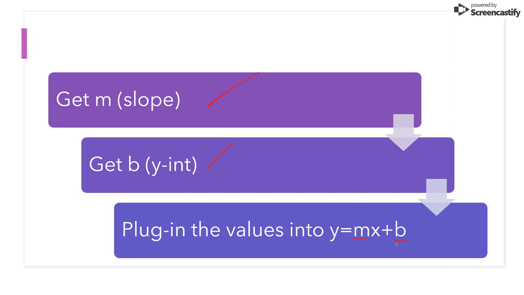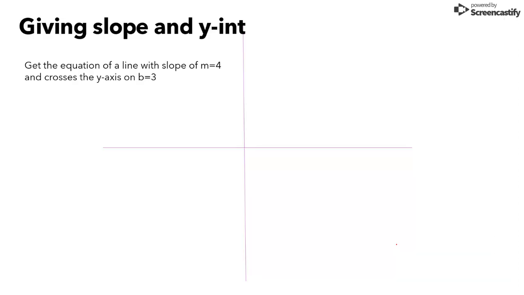And when we are trying to get the equation of a line, we can find 3 different scenarios. The first one, given a slope and y-intercept. Let's see this example. Get the equation of a line with a slope of m equals 4 that crosses the y-axis at b equals 3. As you know, where it crosses the y-axis is always b. That means my line is going to start here.